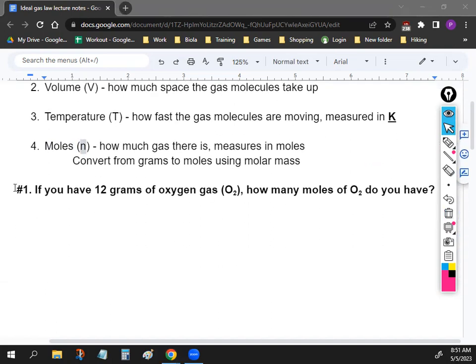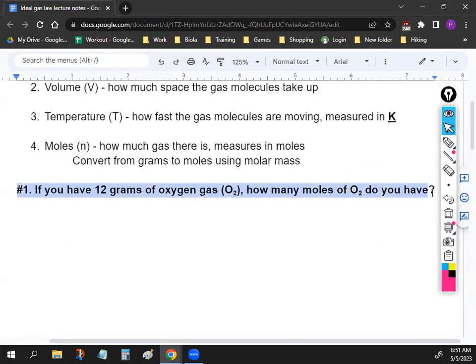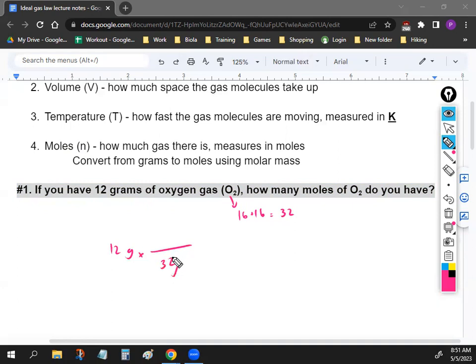All right, so we did this one before, so we're going to skip this problem. It's just converting from grams to moles. If you need a little refresher, you just find the molar mass. So O2, oxygen is 16, so you do 16 plus 16. That means it's 32 grams per mole. And then you just do 12 grams, and then you divide by 32. That's pretty much it. This is in your previous note, so look back there if you need it.